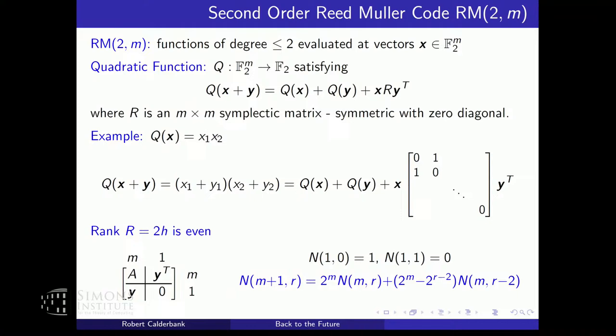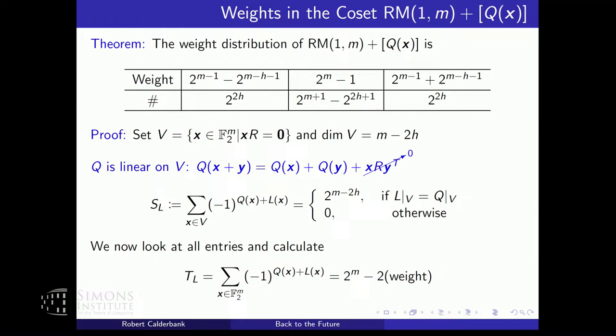There's a lovely recursion in MacWilliams and Sloane which counts the number of solutions and out of which it shows that the number of odd rank solutions has to be zero. It's very nice. All right, so quadratic functions are in one-to-one correspondence with these symplectic matrices R, which have even rank. Okay. So now, the central theorem in chapter 15 of MacWilliams and Sloane is the weight distribution of cosets of the first order Reed Muller code in the second. So here we're going to take the first order Reed Muller code and we're going to take a translate by some quadratic function q.